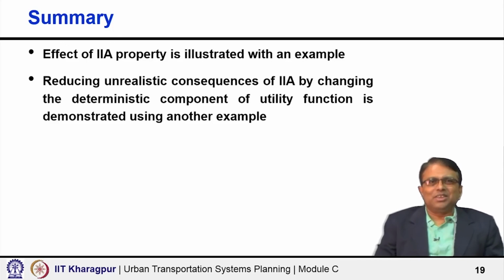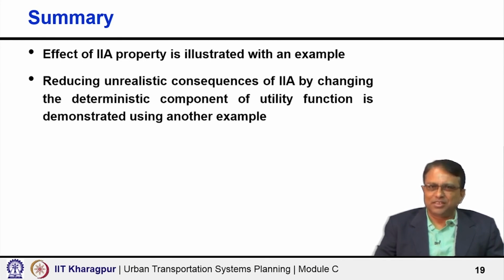So, to summarize, in this lecture we discussed the effect of IIA property further with an example, and then we said how we can reduce the unrealistic consequence of IIA by changing the deterministic component of the utility function, and that we demonstrated with an example.